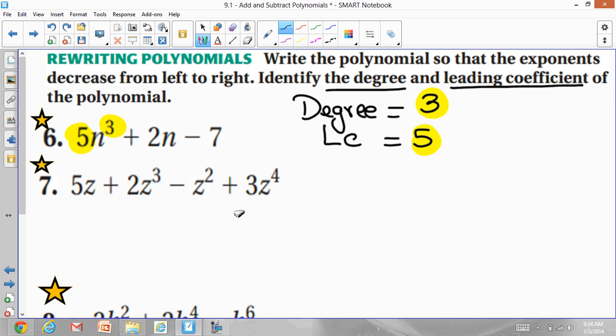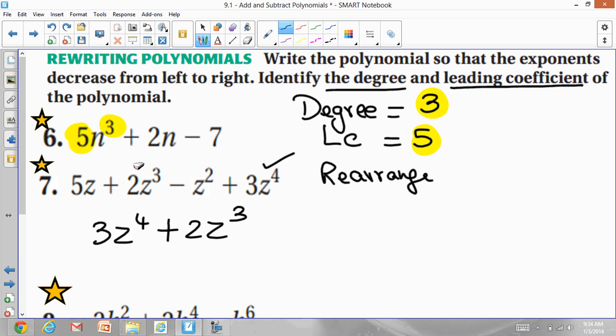Copy this down. The first thing you need to identify is that this is not in order, so you need to rearrange. When I'm talking about rearranging, I'm talking about getting the highest exponent first. So I'm getting 3z^4. Then I'm looking at 2z to the power of 3, minus z squared, plus 5z. When you're rearranging, you need to tag along the variables with their signs.